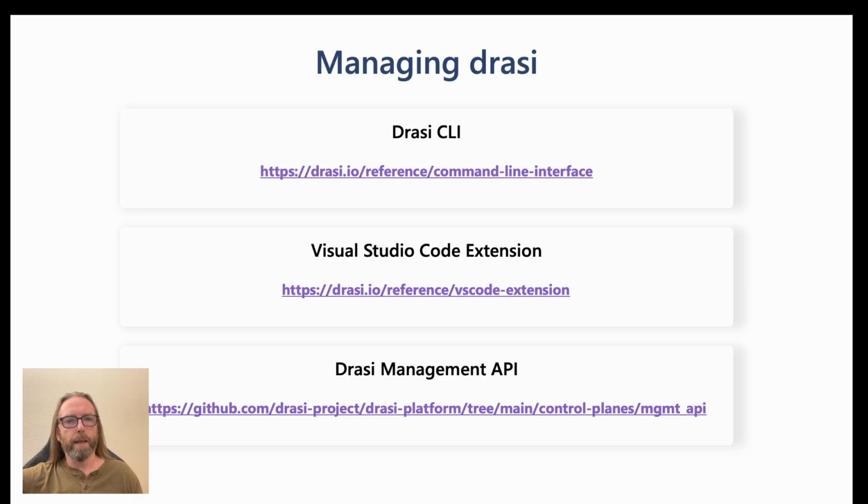Each of these is underpinned by the Drasi Management API, so both of those talk through the API. While we haven't put a lot of effort into exposing that as an accessible endpoint, it's there, and the link there is to the code. So if you really want to interact with Drasi through that API, you can look there. And obviously both the CLI and the Visual Studio Code extension are good examples of how applications would use that API to manage a Drasi environment.